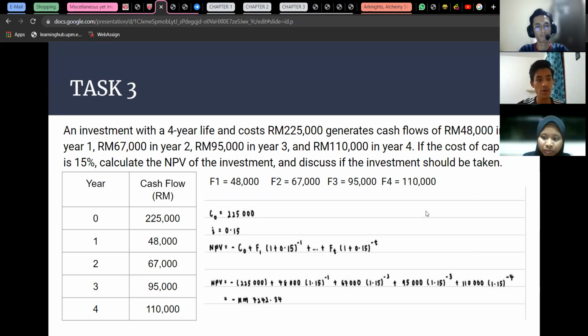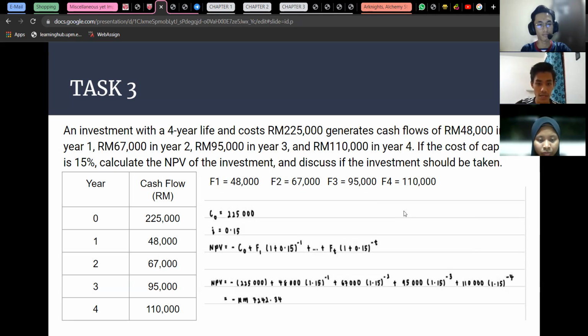Okay, now we continue with task 3. So the question is an investment with a 4-year life and cost 225,000 ringgit generates cash flow of 48,000 in year 1, 67,000 in year 2, 95,000 in year 3, and 110,000 in year 4. If the cost of capital is 15%, calculate the NPV of the investment and discuss if the investment should be taken. So for this question, we just put the data into the table so we can see clearly the cash flow by year.